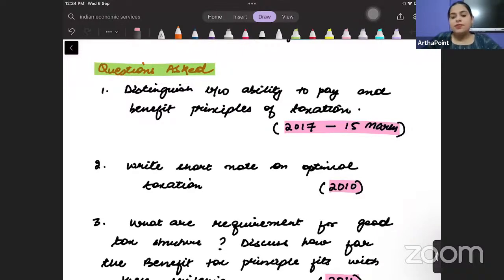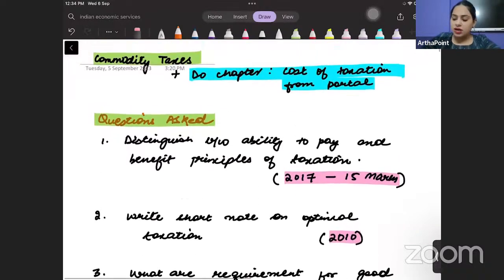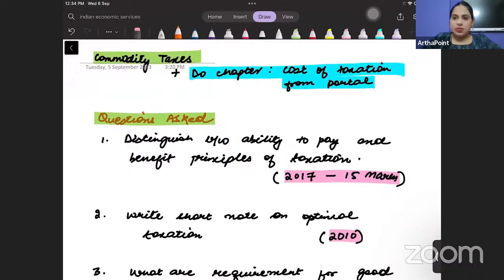Hi, good afternoon. Today, Peter, we want to start with what is called optimal taxation. In order to do this chapter of optimal taxation, I would also like you to do some more recordings from the portal. In your portal, you will see this chapter, which is called cost of taxation. Please do this chapter. That will help you understand what we are going to do.